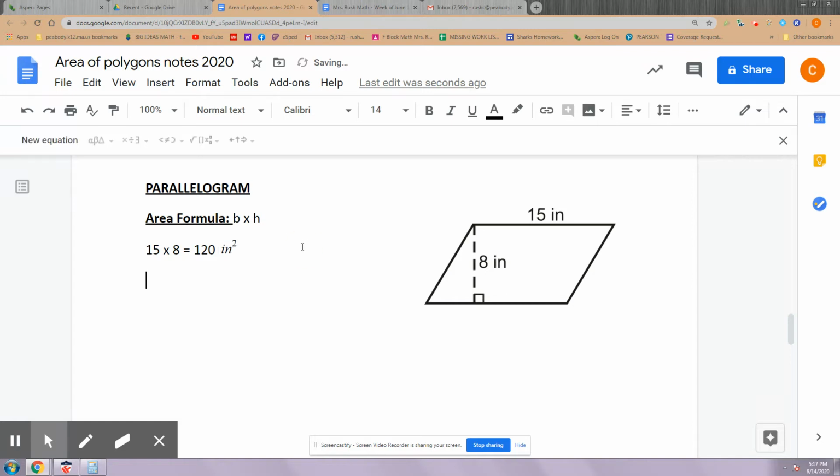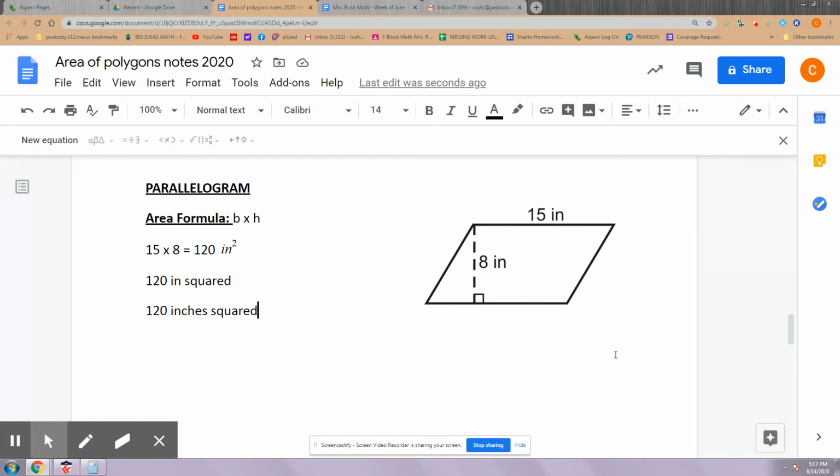And remember, if you want to write it this way too, that's okay. 120 inches and then the word squared. You also could write it like this. 120, you could write out the whole word inches and then do squared like that. There's a couple different ways. You just have to remember to multiply the base, which is the top or the bottom number, and the height, the line that goes up and down, and at the bottom there's that right angle.